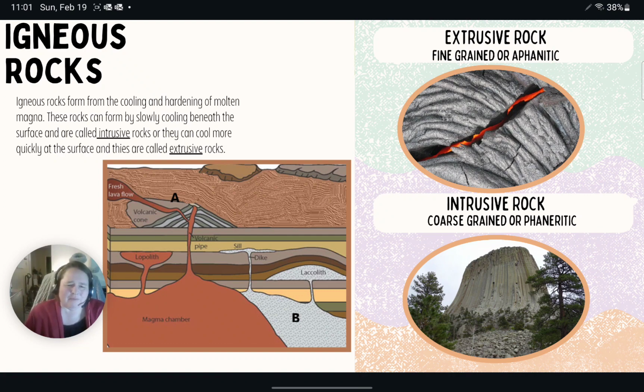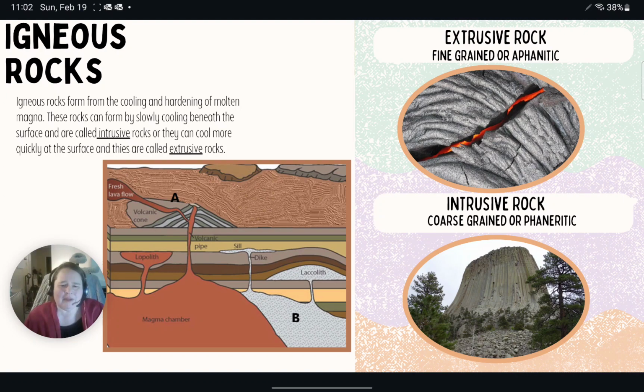In the diagram below, example A shows fresh lava flowing out of the volcano. And when this cools quickly, it's called an extrusive rock and it has a very fine grained or aphanitic texture to it. And here's an example on the right. You can see how the top part of this magma is cooled really quickly, so quickly that you can look through that crack and even see the hot lava below.